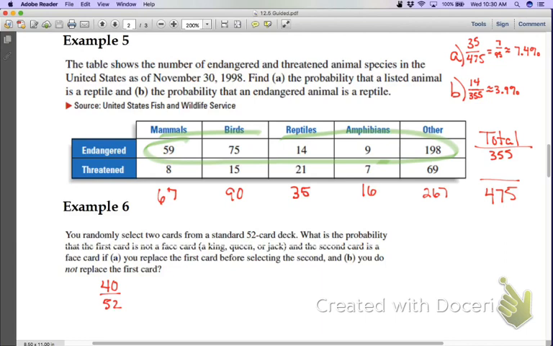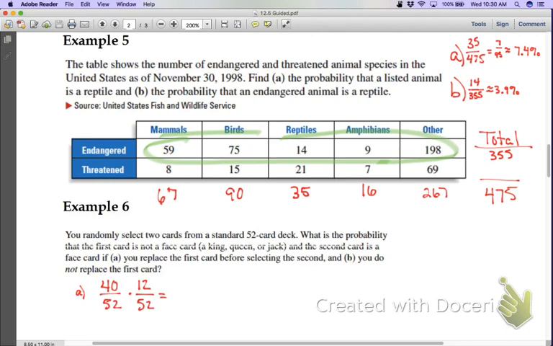So if I'm doing part A, the first chance I have to draw a card that's not a face card is 40 out of 52. And then the second card is a face card. So how many face cards are there? 12. On A, it says you replace the first card before selecting. So I draw it, look at it, not a face card, put it back in the deck. Did the number of cards in my hand change? No, I still have 52, right? So if I still have 52, what's the chance then of it being a face card? 12 out of 52, right?